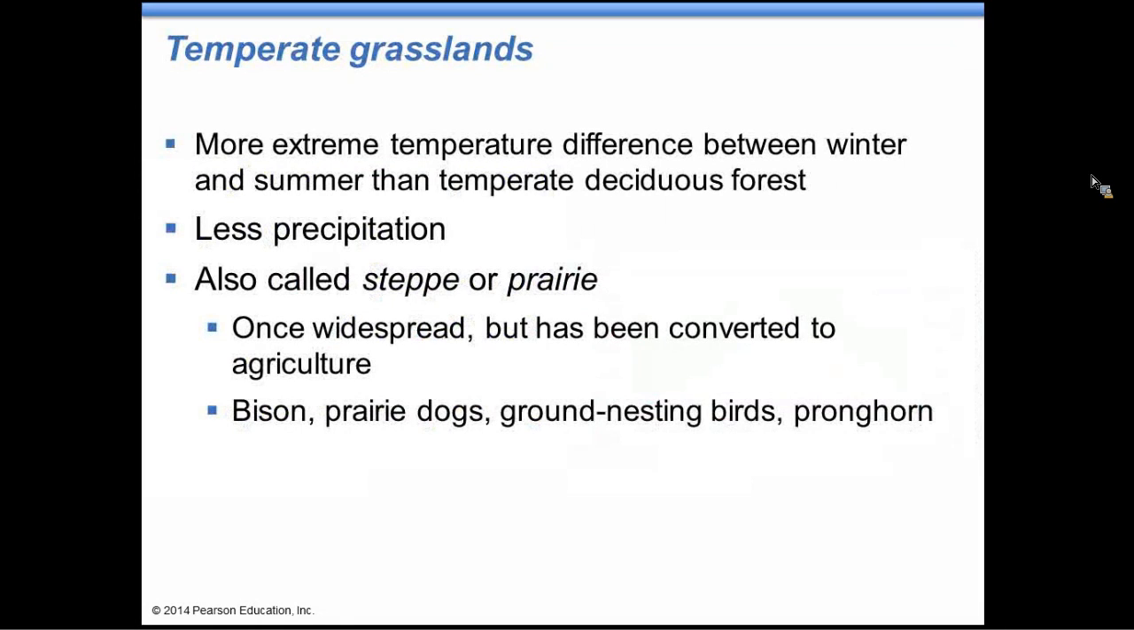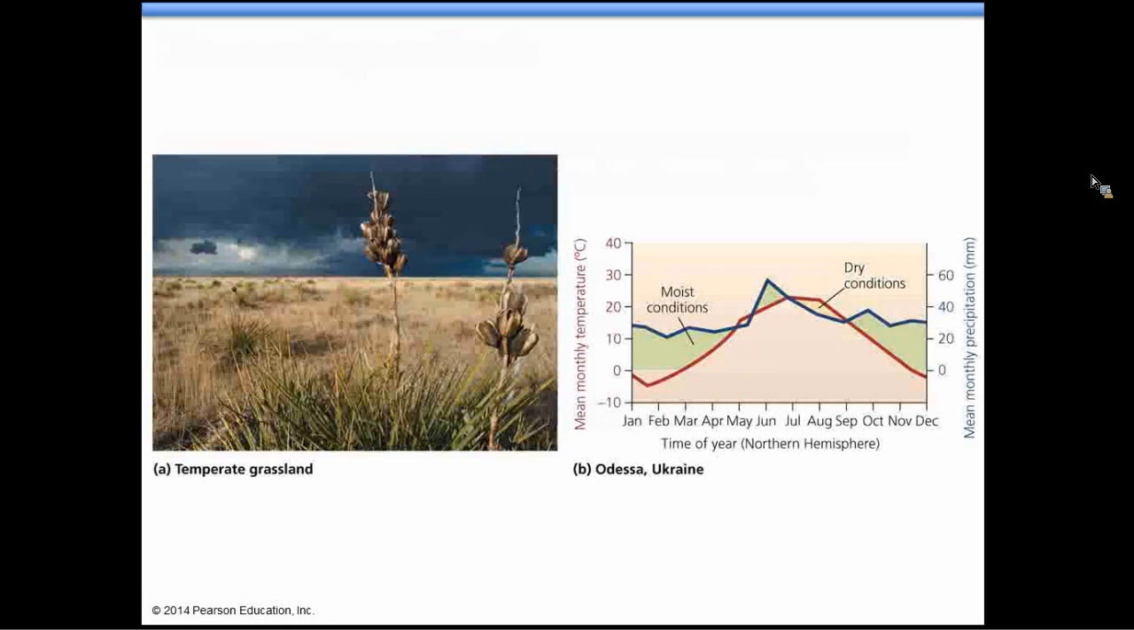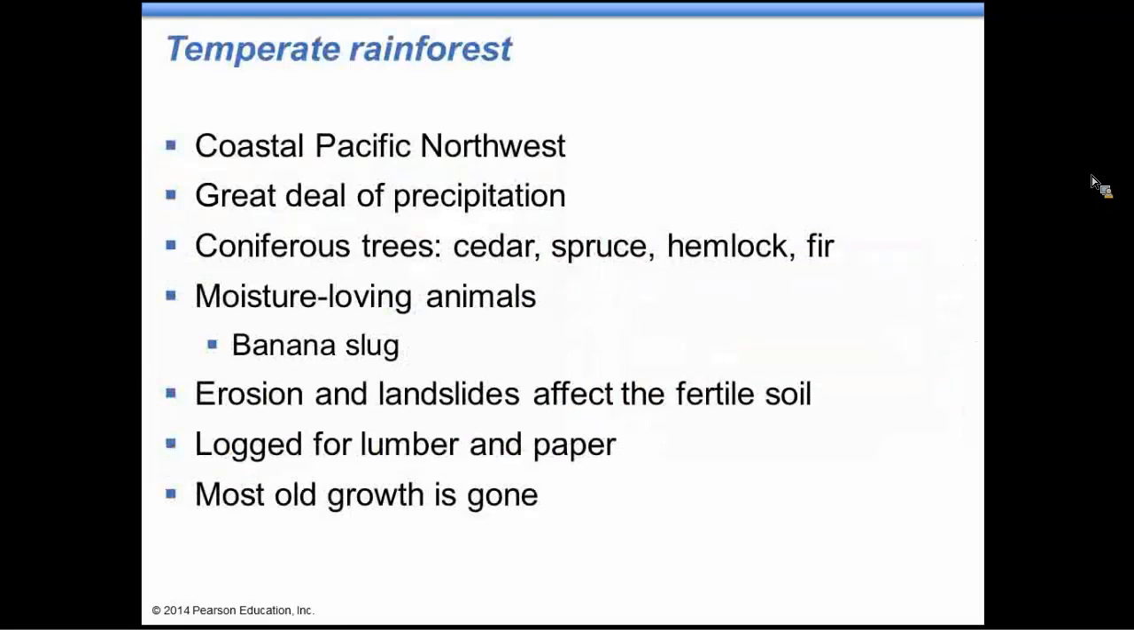So temperate grasslands, on the other hand: traveling westward from the Great Lakes, temperature differences between winter and summer become even more extreme. Rainfall diminishes, and we'll find temperate grasslands, also known as steppe or prairie. And here we see that. On its precipitation graph, we can see they actually experience dry conditions during the summer. So it's not wet all year round, and there's definitely a larger difference between winter and summer here.